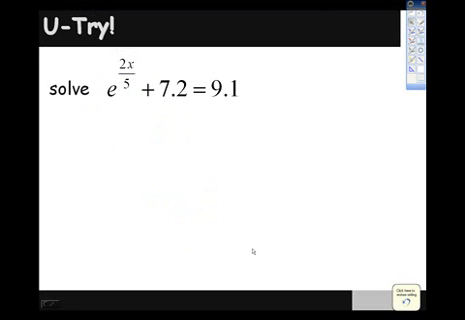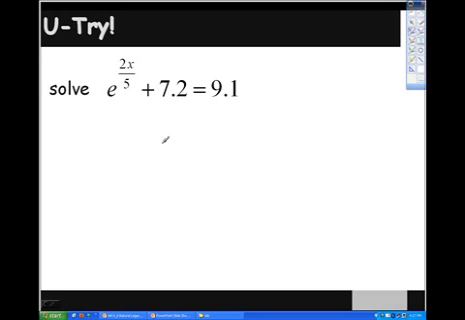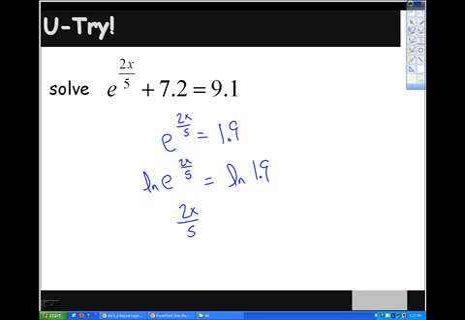Here's another one for you to try. Go ahead and pause the video and give that a shot. All right, first thing what I would do is subtract 7.2 from both sides. So that'll give me e^(2x/5) = 9.1 - 7.2, which is 1.9. Go ahead and take the natural log of both sides. So the natural log of e^(2x/5) is just 2x/5. That equals the natural log of 1.9. Multiply both sides by 5. So 2x equals 5 natural log of 1.9, and divide by 2.